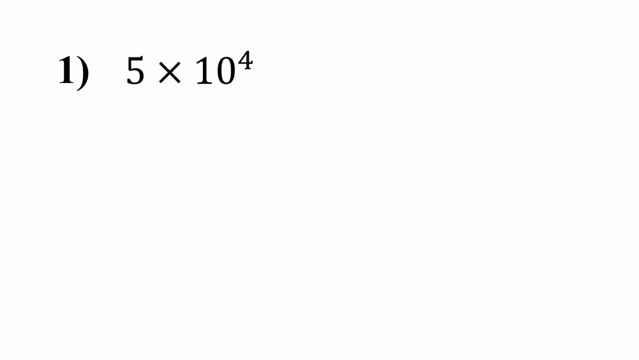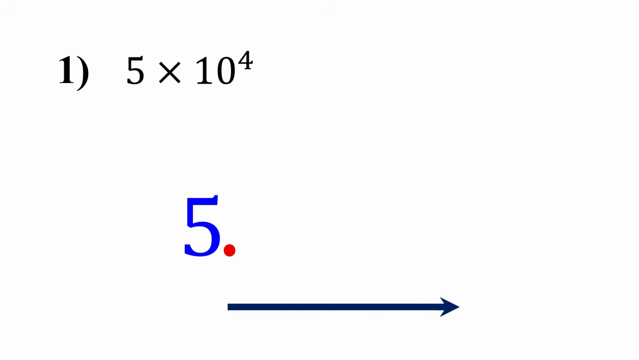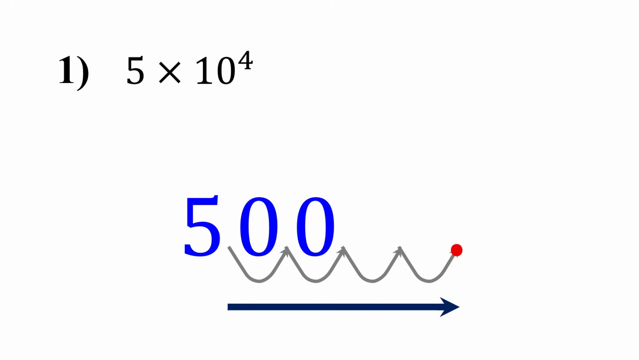Here we have 5 times 10 to the 4th power. The exponent is positive 4. That means we move the decimal point 4 places to the right. We start with 5. Remember, for whole numbers like this, the decimal point is always at the end. So we move it to the right 1, 2, 3, 4 places. Then fill the empty spaces with zeros.